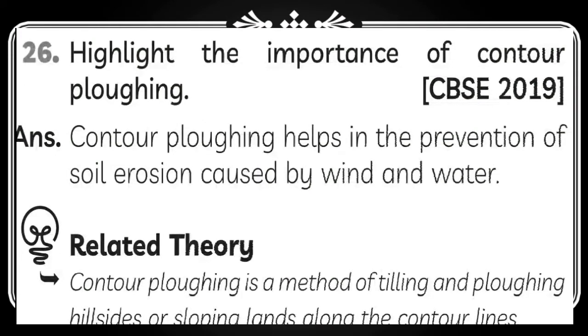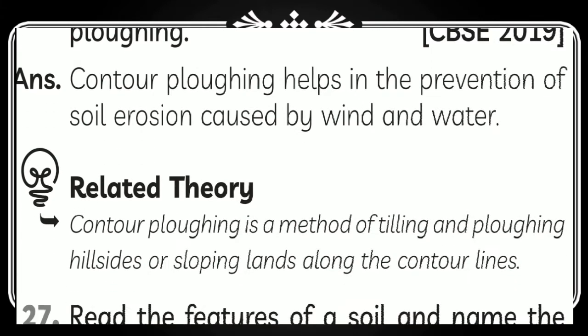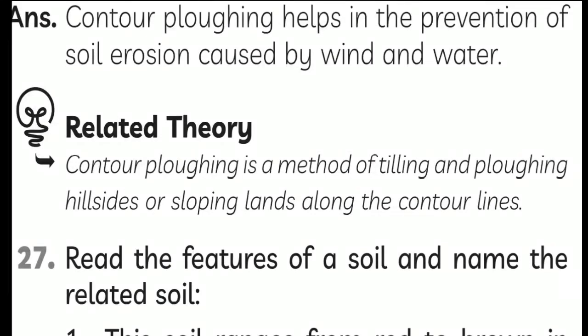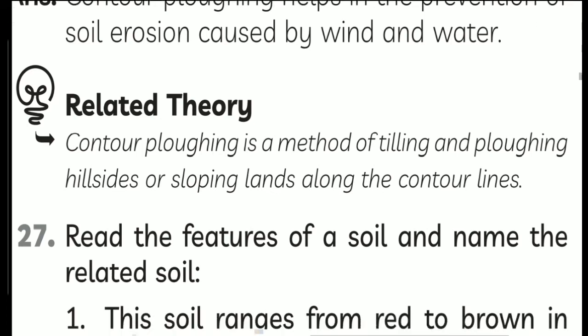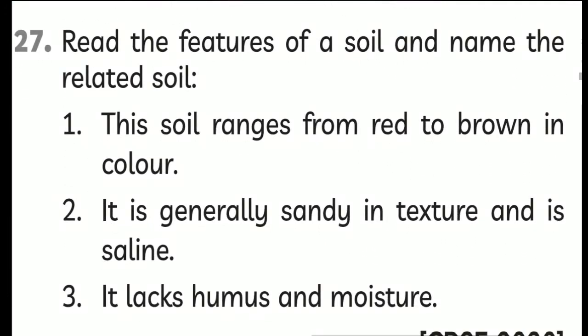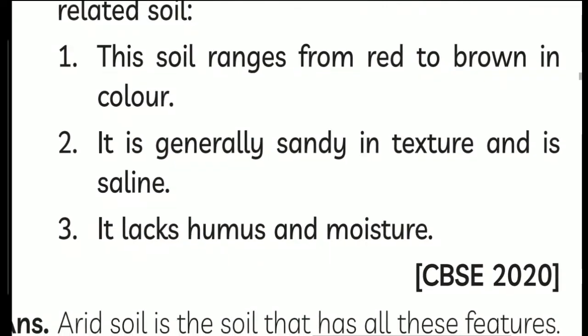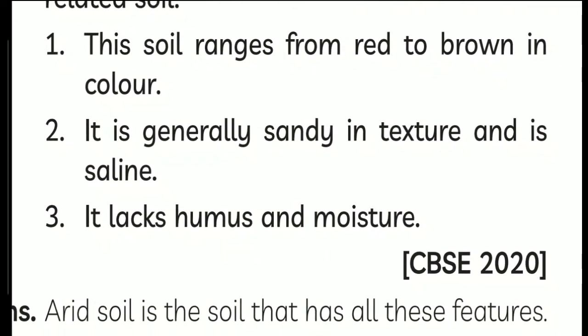Your next question is highlight the importance of contour plowing. Contour plowing helps in the prevention of soil erosion caused by the wind and water. Now the related to this question is contour plowing is a method of tilling and plowing hillsides or slopes land along the contour lines. The next question is read the features of the soil and name the related soil. First, the soil ranges from red to brown in color. It is arid soil.